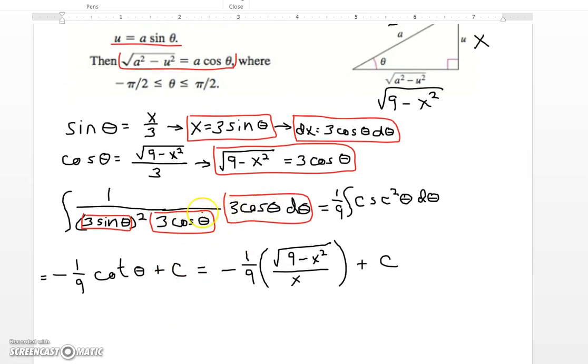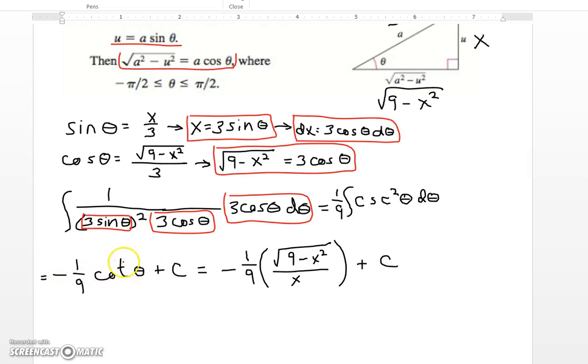And we simplify. 3 cosine cancels out. That gives us 1 over 9 sine squared. And I just flip that. 1 over sine is cosecant. And 1 over sine squared is cosecant squared. So we integrate cosecant squared. And in the front of the book, we can look that up. And that is equal to negative cotangent.